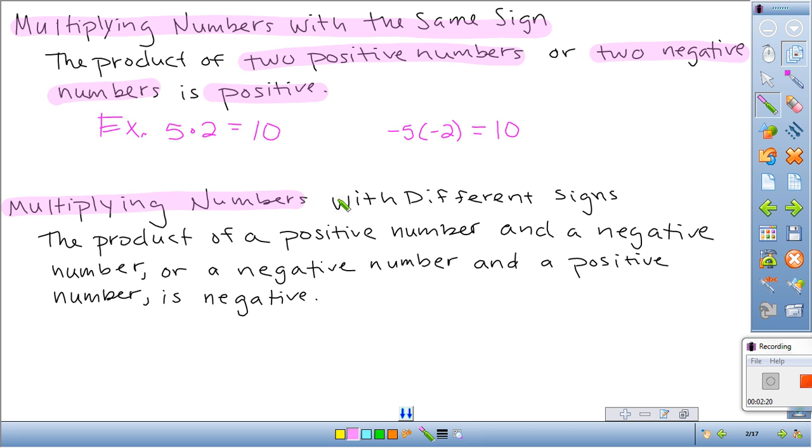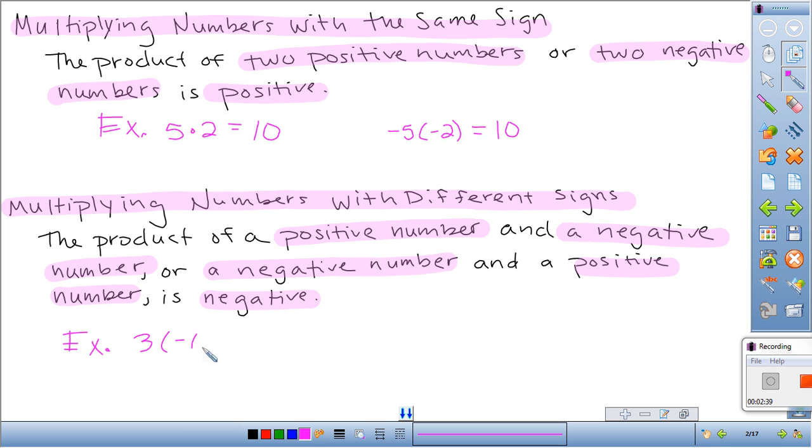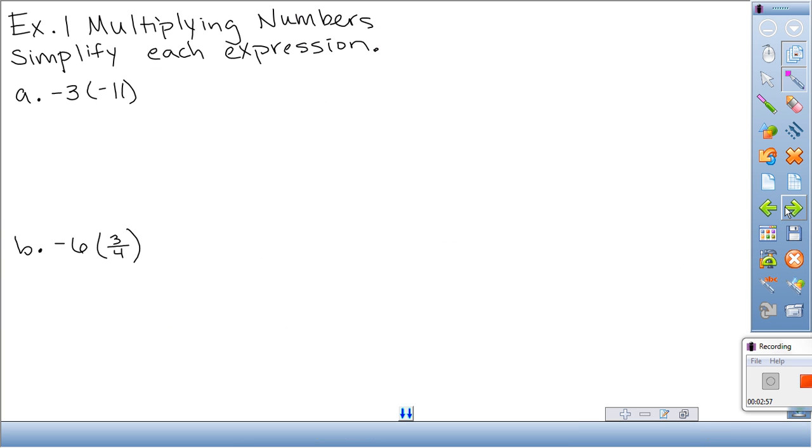Multiplying numbers with different signs. The product of a positive number and a negative number, or a negative number and a positive number, is negative. So when the signs are different, the product is always negative. For example, 3 times negative 6 is negative 18, or negative 3 times 6 is negative 18. A positive times a negative is always a negative. A negative times a positive is always a negative. When they have different signs, your answer is negative. When they have the same sign, your answer is always positive.